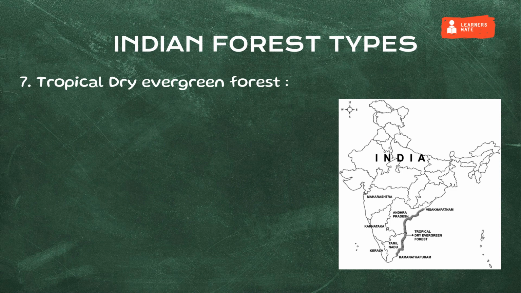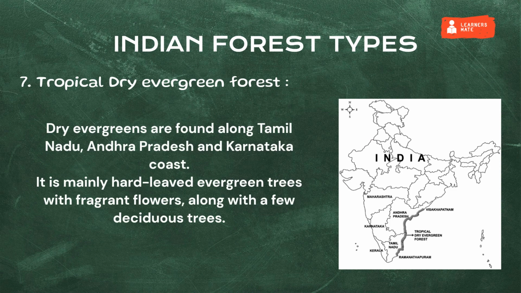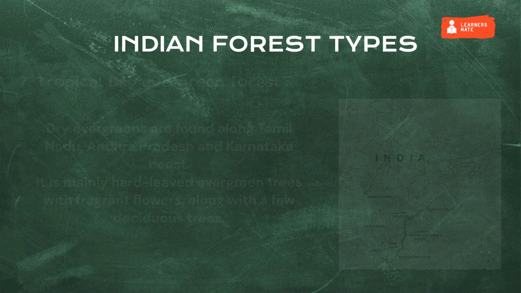Tropical dry evergreen forest. Dry evergreen forests are found along the Tamil Nadu, Andhra Pradesh and Karnataka coast. It is mainly hard-leaved evergreen trees with fragrant flowers along with a few deciduous trees.